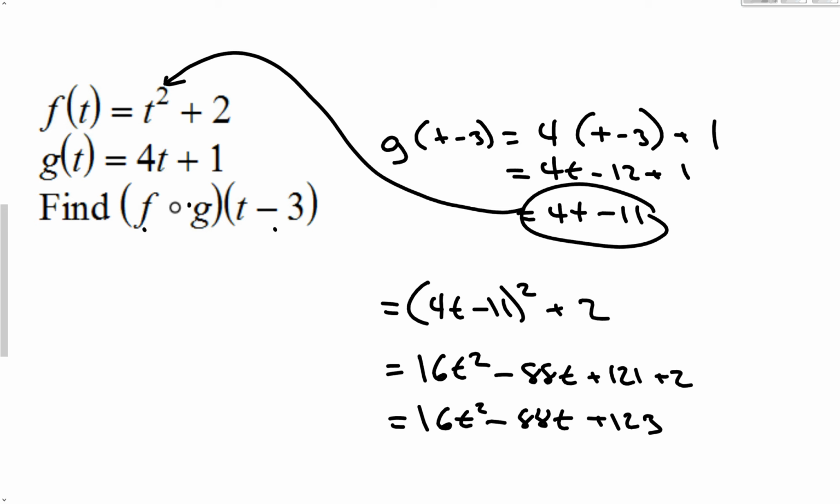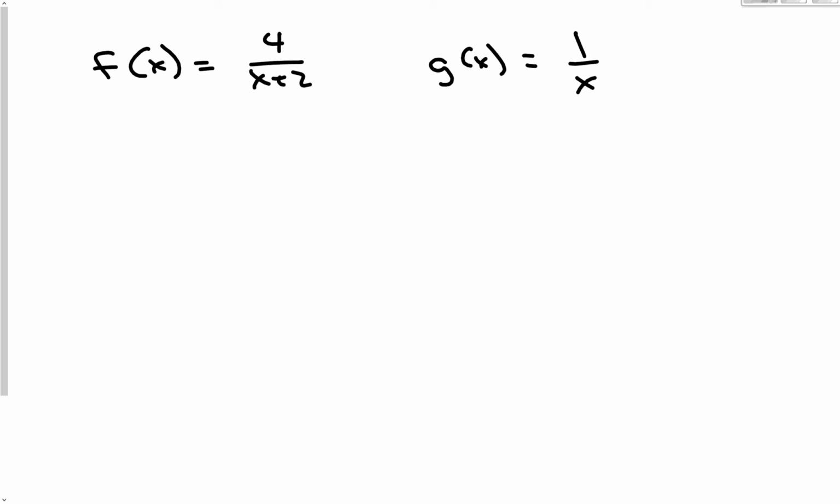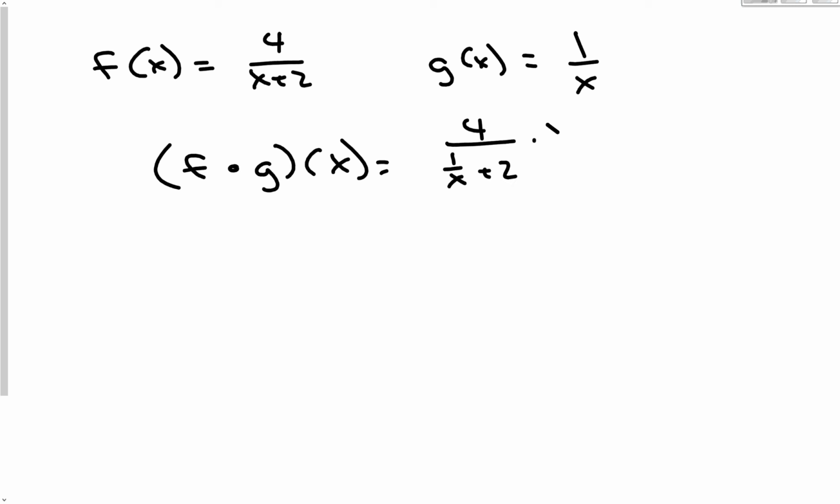Okay. And before we do our last topic, let's try one more function. Here's f of x, and we have 4 over x plus 2. Here's g of x, which is 1 over x. Let's find f of g of x, and then let's talk about the domain. Okay, so f of g of x would be g goes into f, so 4 over 1 over x plus 2. Multiply the top and the bottom by x to clear the fractions and to give me a nice clean function.